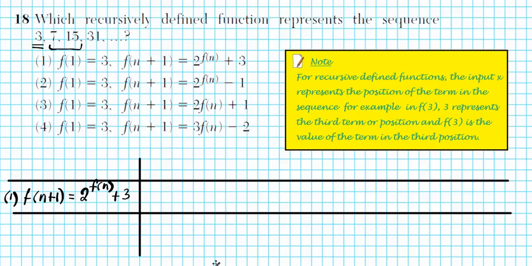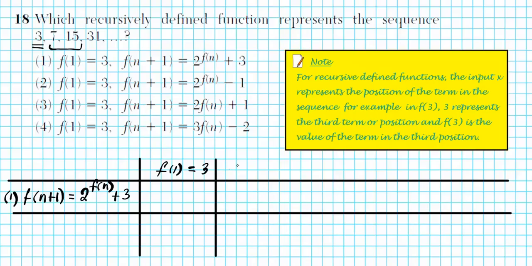So what's the first term I have? 3. Okay, so in this sequence, this is first, second, third, fourth. So f1 represents the value of the first term. So is the value of the first term 3? That's the question we're going to be asking. All right, so that's the first term. Now what's the second term? The second term of our sequence is 7.